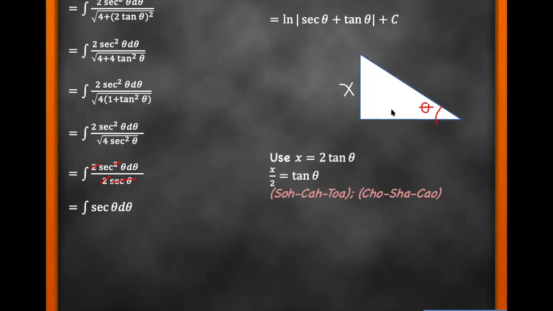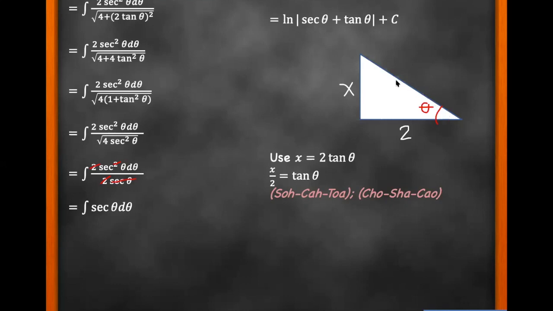So you write x here, and the adjacent side is 2, so we put 2 here in this part. So how do we determine the hypotenuse? Do we need this part? Take a look at the final answer. We have secant and tangent. For secant, we need the hypotenuse. That's why we have to determine this part of the right triangle.